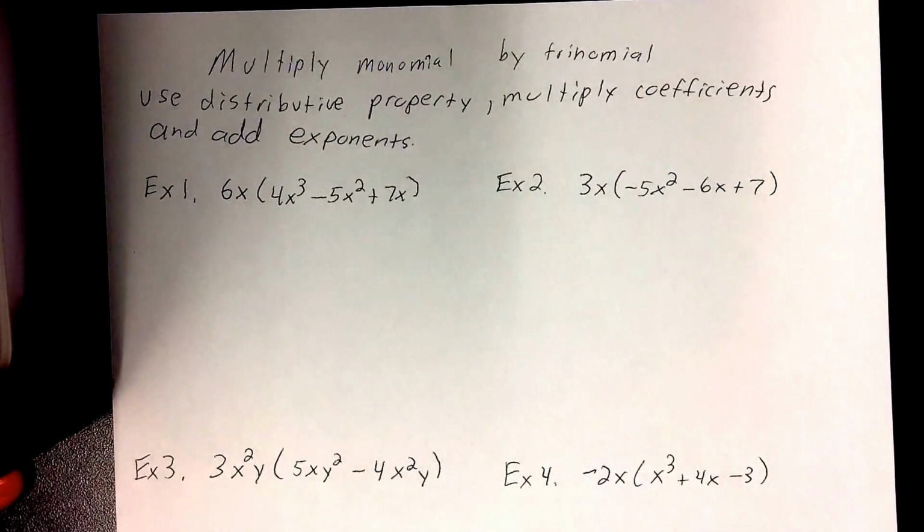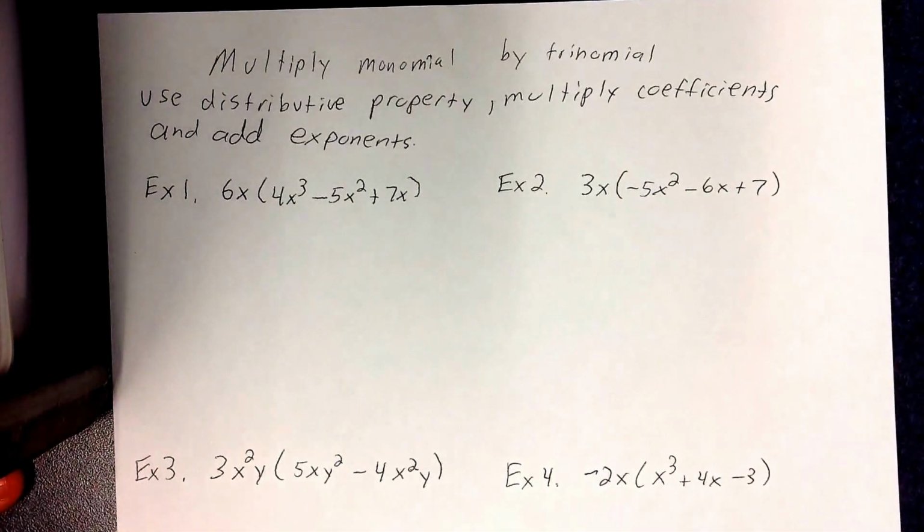Okay, now we're going to talk about multiplying a monomial by a trinomial. So this is basically just using the distributive property, and since we're multiplying, we multiply the coefficients but add the exponents.